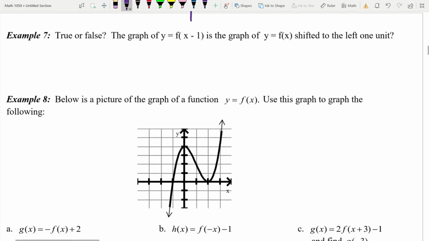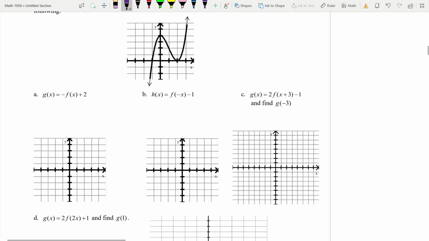Okay, let's do question 7. True or false? F of x minus 1 is the graph of f of x shifted to the left 1. You guys, this is on the inside. It affects the x. The x lies. So that -1 shifts it where? To the right 1. Everybody write down the words right 1. Okay? So they're saying left 1, that is false. Okay? All right, here we go with question 8.